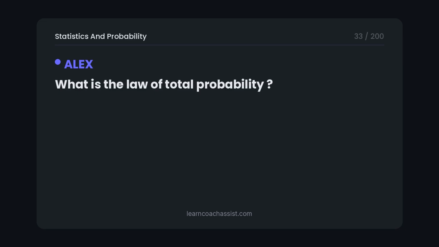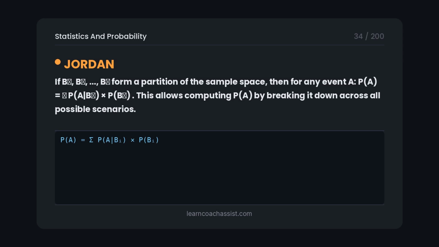What is the law of total probability? If B₁, B₂, ..., Bₙ form a partition of the sample space, then for any event A, P(A) = Σ P(A|Bᵢ) × P(Bᵢ). This allows computing P(A) by breaking it down across all possible scenarios.